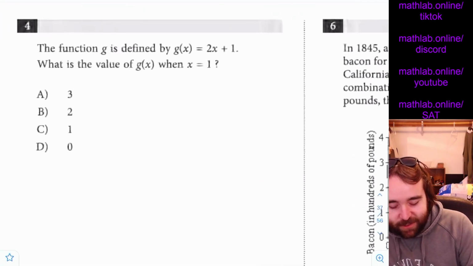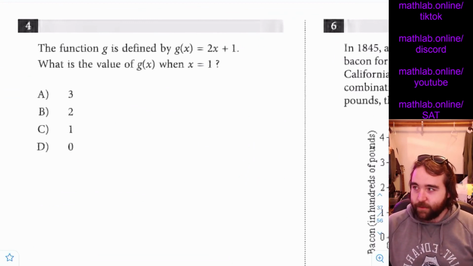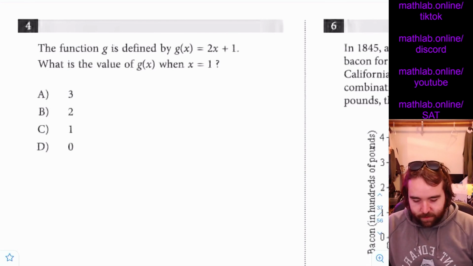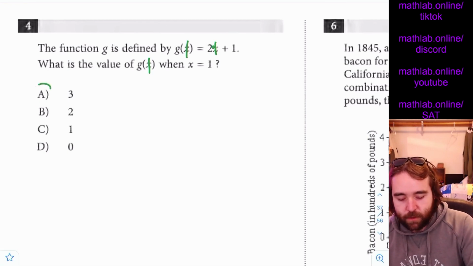The function g is defined as that. Oh my goodness. What is the value of g of x when x equals 1? I thought the international ones were harder. Maybe the international ones are easier. So we're making x equal to 1. We're trying to find g of 1. You make x equal to 1. 2 times 1 plus 1 is 3.